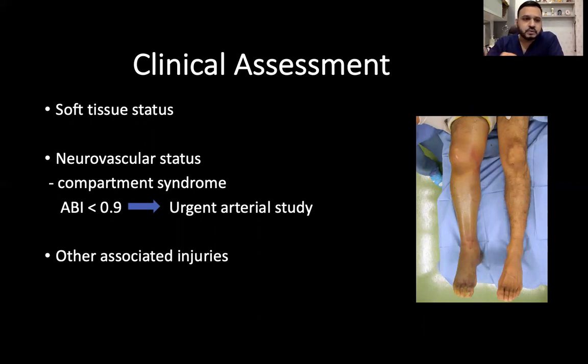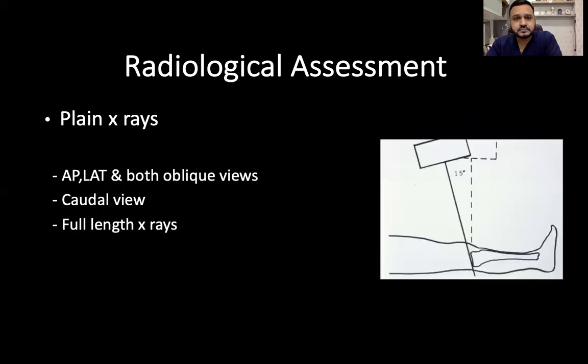There is a simple test for that. If you measure the ankle brachial index, and you find that it is less than 0.9, then you should advocate an urgent arterial study. If you measure blood pressure at the ankle and blood pressure at arm level, the ratio of it is called the ankle brachial index. And if it is less than 0.9, you should advocate an arterial study.